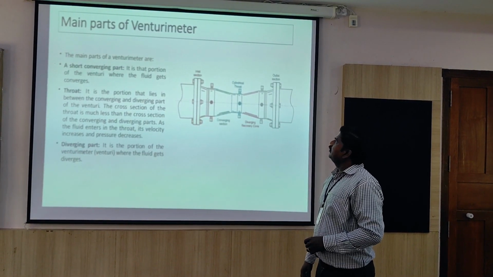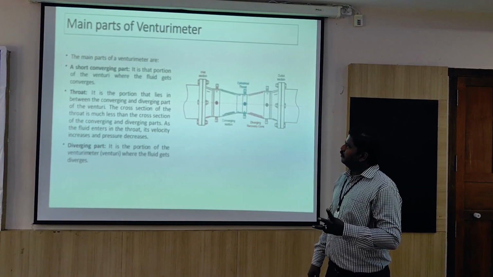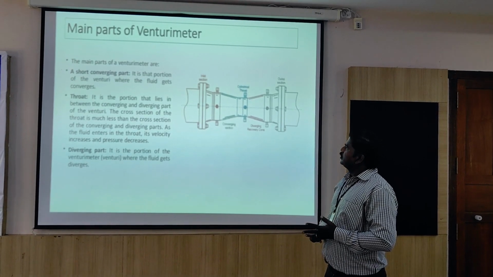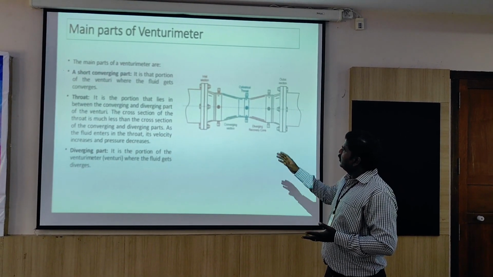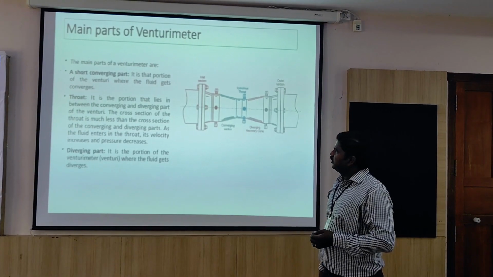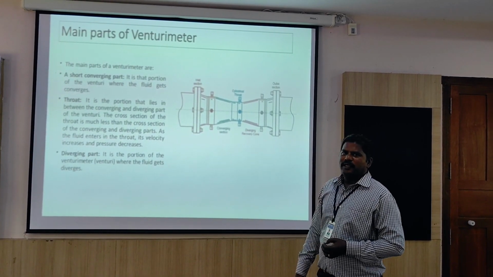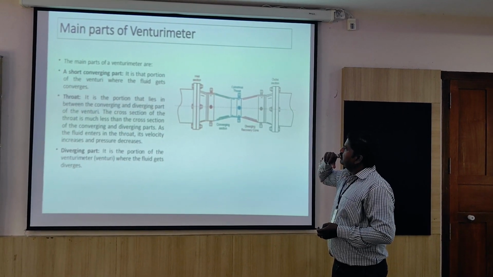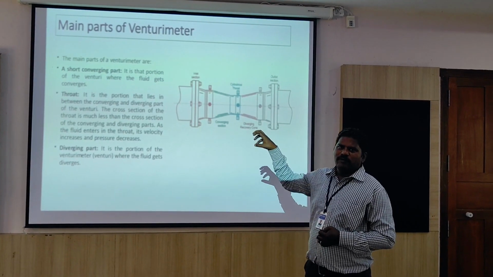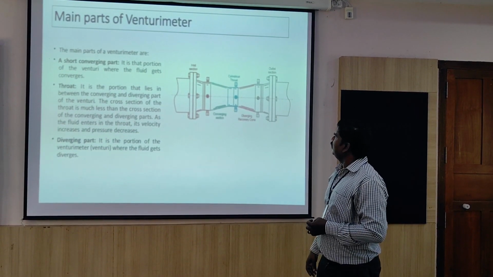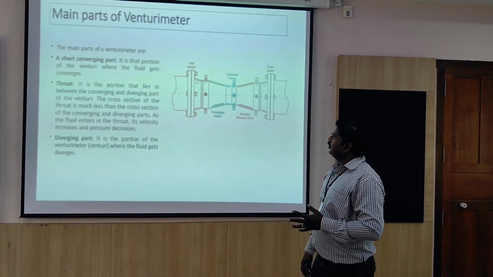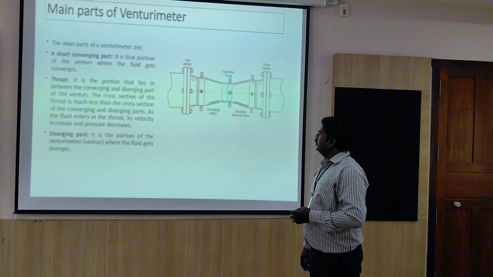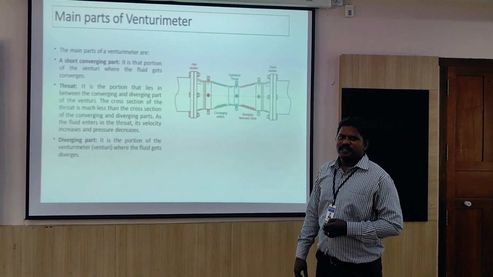The main parts of the Venturimeter consist of three parts. First one, the left side end, that is a sharp converging part. Second, in the middle, the throat part, and the third one is the diverging part, the right end part. These are the main components of the Venturimeter. The converging part is the portion of the Venturimeter where the fluid converges.